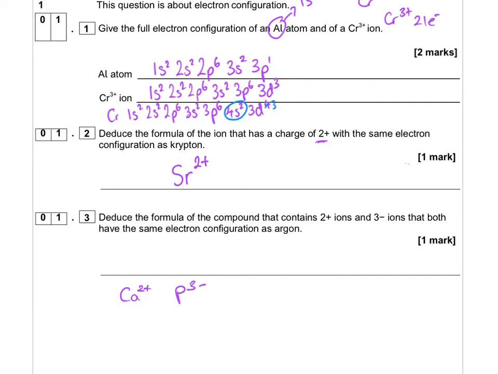We've got to make sure the charges are balanced. We've currently got a 2+ and a 3-, so I'm going to add another 2+. So I've now got 4+ in total, and only 3- over here. So I'm going to add another one of these. I've now got 6-, 4+. So if I add another one of these, those now add up to 6+. Those add up to 6-. So I know it's going to be balanced. So my formula must be Ca3, because I've got 3 of them, P2, because I've got 2 phosphoruses.